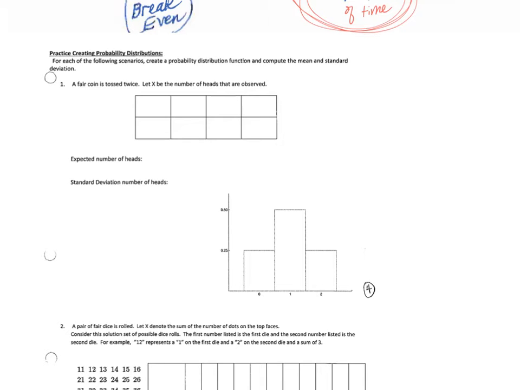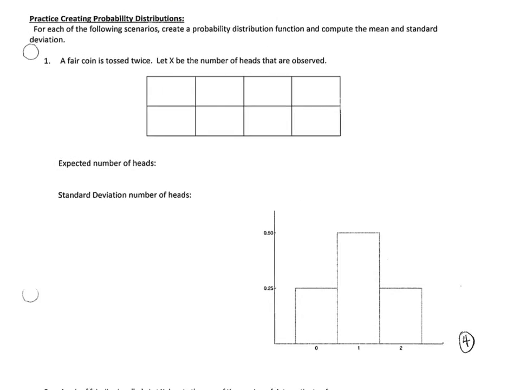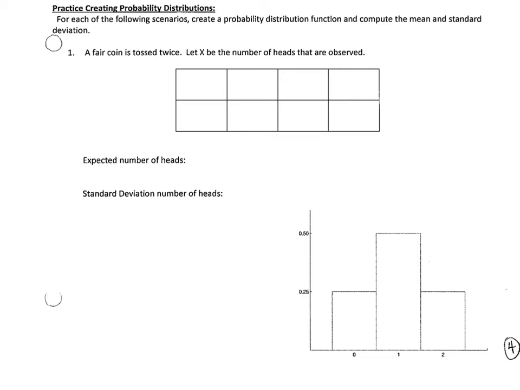For each of the following scenarios, let's see. A fair coin is tossed twice. So you flip your coin twice, not just once, okay? X is the number of heads that are observed. So let's write that in. X equals the number of heads when you flip your coin twice.